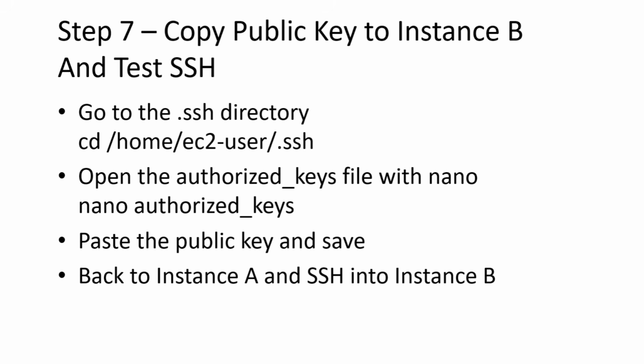We now have the final piece of the puzzle, our public key from Instance A. The next step is to place that key inside Instance B, so it knows to trust connections coming from A. On Instance B, we'll move into the .ssh directory and edit the authorized keys file. Think of this file as a guest list. Only the keys inside it are allowed to enter. By pasting Instance A's public key here, we're granting it access.